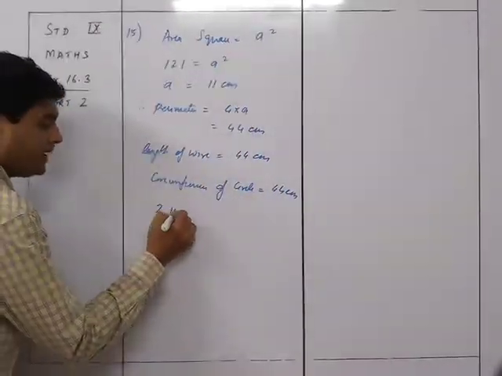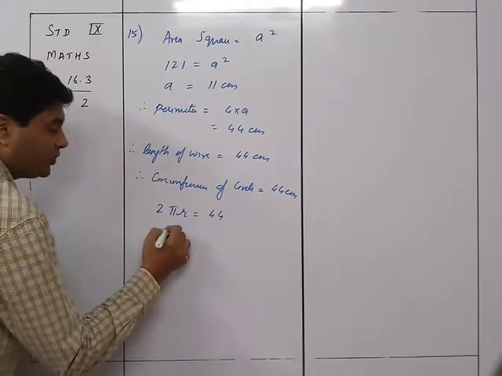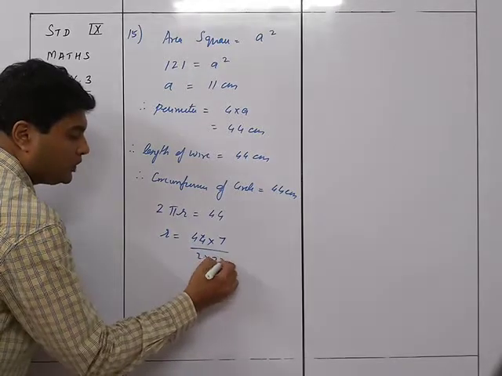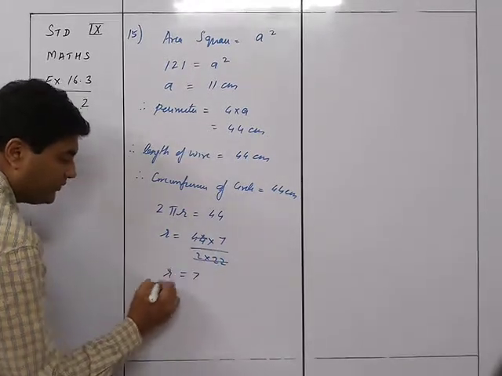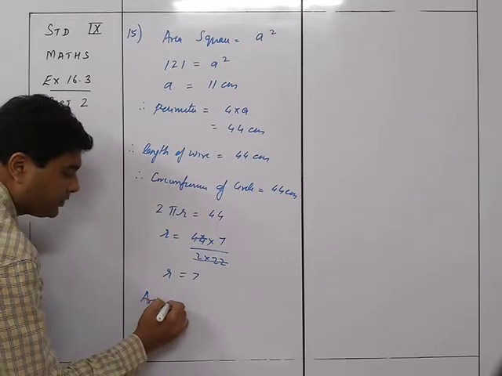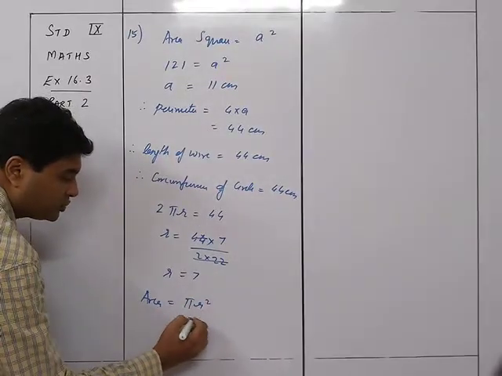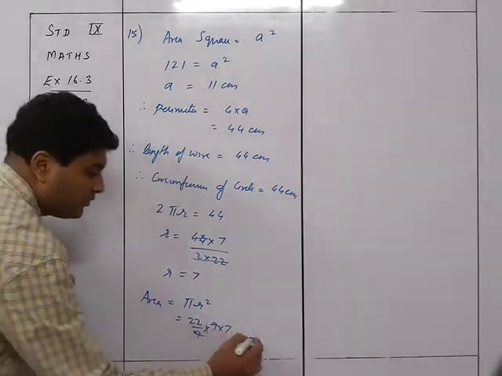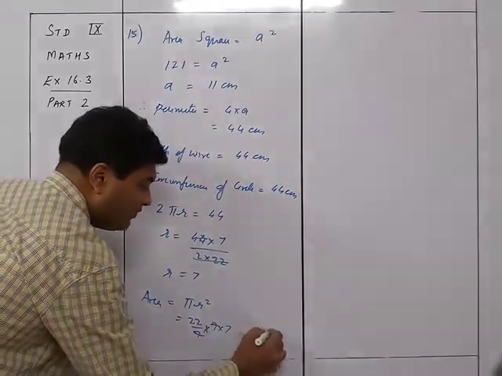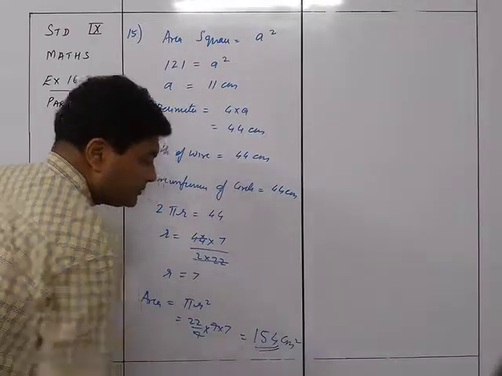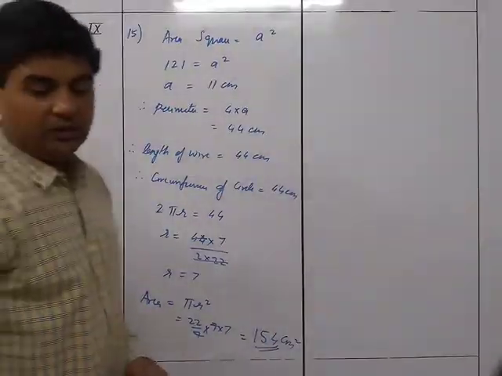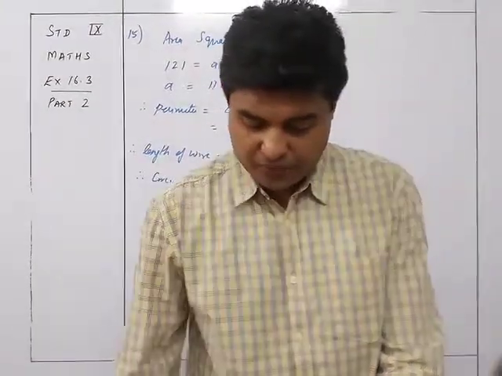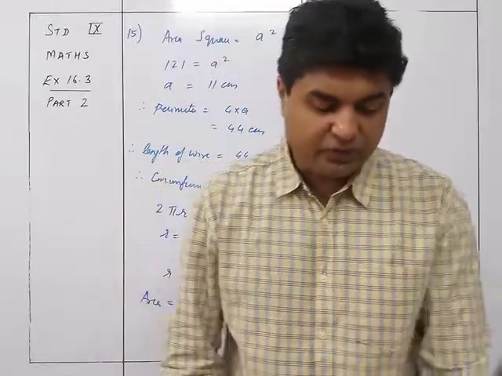So we know that 2 pi r is equal to 44. So r is equal to 44 into 7 upon 2 into 22. So that gives me 7. Therefore, area is equal to pi r square is equal to 22 upon 7 into 7 into 7. So 7 is a 14 and 14, 15. So 154 centimeter square. So that's the area of the circle which is enclosed by the wire. So the wire is going to make a circle of area equal to 154 centimeter square.